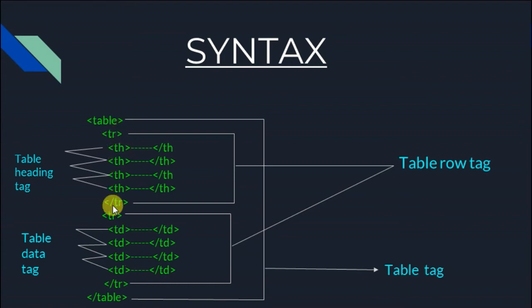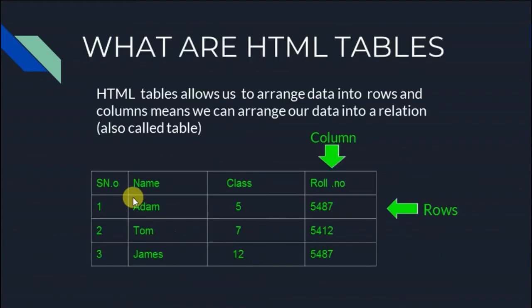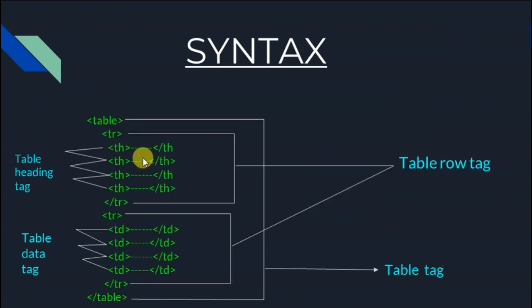Okay, now see, in the table row, the first one is table heading and the second one also has table headings, because we have the attributes here. See, the first column contains only attributes: serial number, name, class, roll number. So due to this, we have only table headings in the first table row. First, second, third, fourth, as many as you want, you can create.